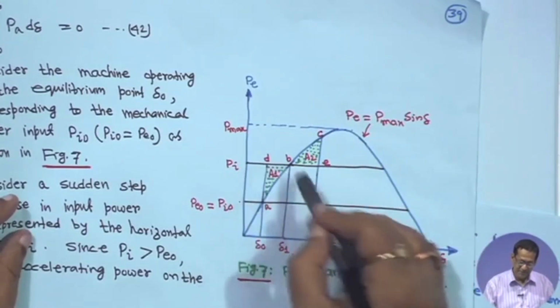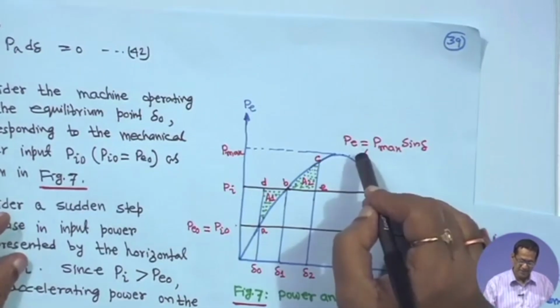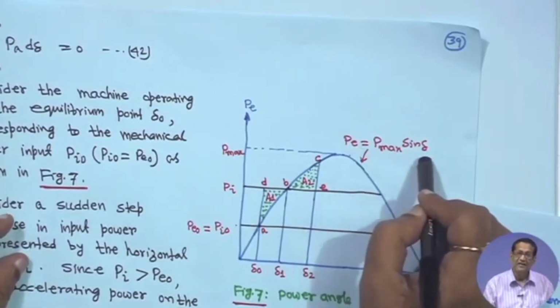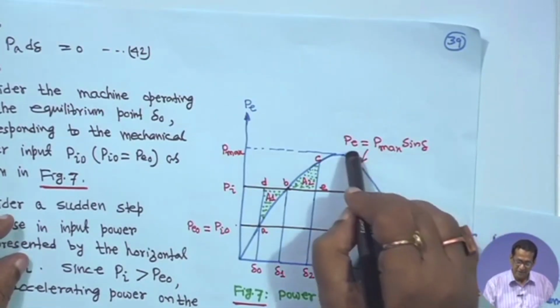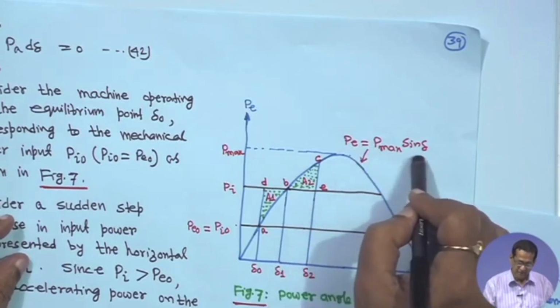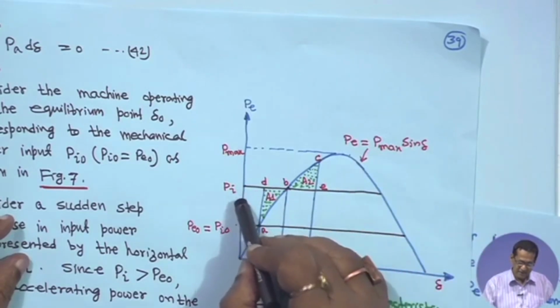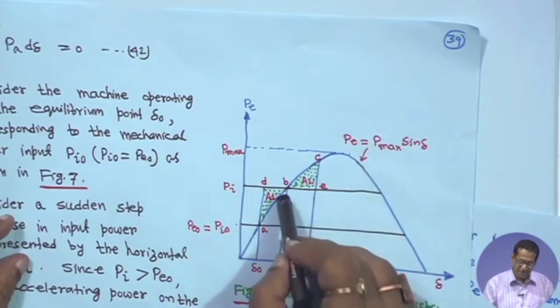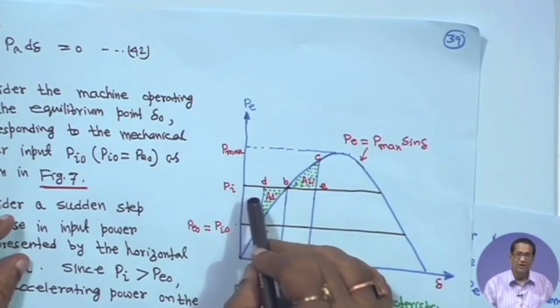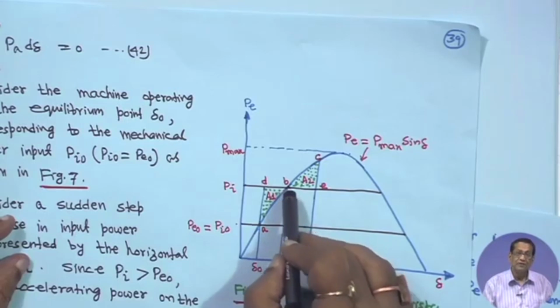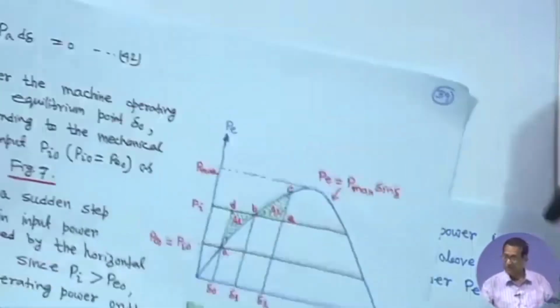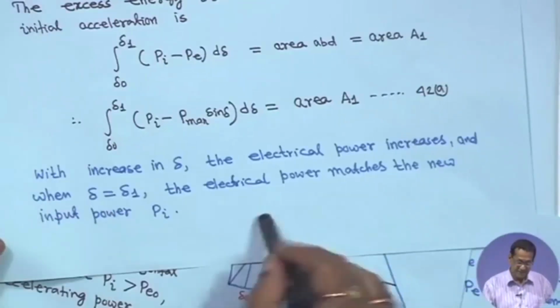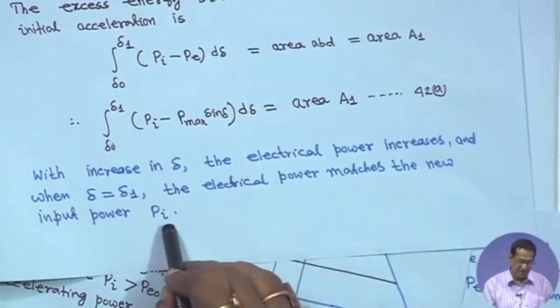So, at that time, P_i is, I can say, P_1 = P_max sin delta_1. I have written: when delta is equal to delta_1, P_1 is equal to P_max sin delta_1. At this point, P_i is equal to P_1. That means the accelerating power is 0 at this point, because the electrical power matches the input power P_i.